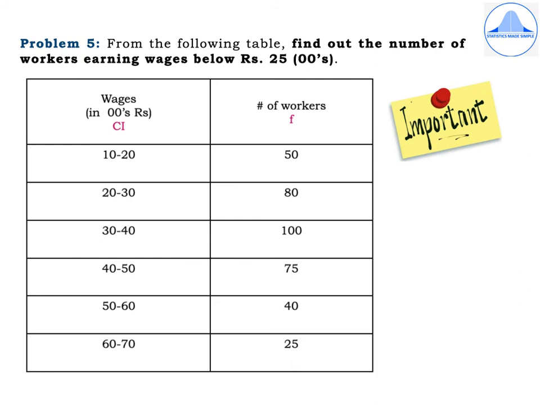Problem 5 is also important as it is different. From the following table, find out the number of workers earning wages below rupees 25 in hundreds. So in the first column, you have wages in hundreds of rupees as 10 to 20, 20 to 30, 30 to 40, 40 to 50, 50 to 60 and 60 to 70. And number of workers are 50, 80, 100, 75, 40 and 25. Now, mark wages in hundreds of rupees as the class interval and number of workers as F.